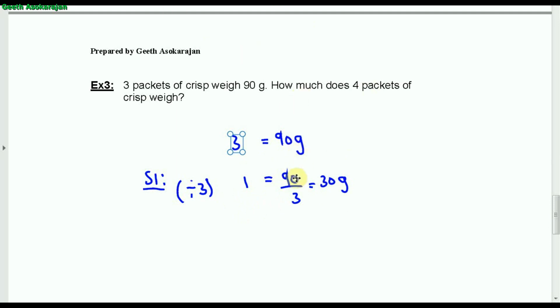But going back to the question, we need to work out the weight of 4 packets of crisps. So in order to make this 1 a 4, we need to multiply both sides by 4. So this is where step 2, the last step, comes in. So 4 times 1 is 4. That is equal to 30 times 4. And 30 times 4 is 120, and it's 120 grams.